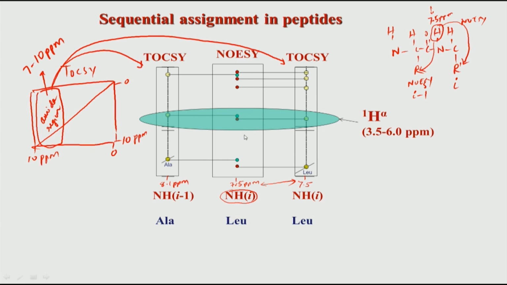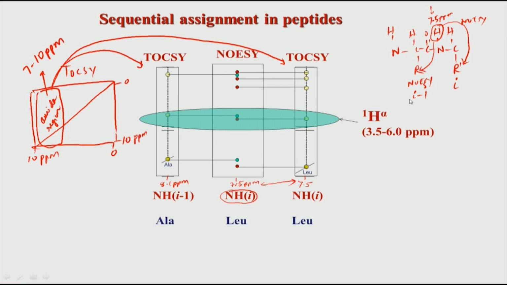Okay. So, now we can see what the advantage is: I am able to get a correlation between I and I minus 1, between two amino acids. So, this actually can be used for what is called sequential assignment. So, what is sequential assignment? Sequential assignment is the process in which we establish a link between two neighboring amino acids. So, if I go from I, I establish a link, a correlation, to I minus 1.